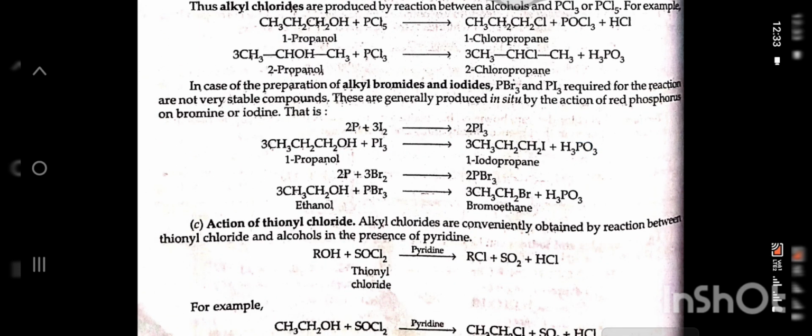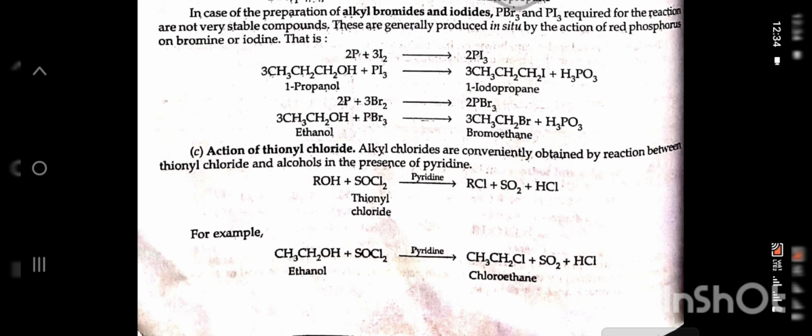In the case of preparation of alkyl bromides and iodides, PBr3 and PI3 required for the reaction are not very stable compounds, and these are generally produced in situ by the action of red phosphorus on bromine or iodine. That is, phosphorus plus iodine give rise to PI3. CH3CH2CH2OH, that is 1-propanol, plus PI3 gives 1-iodopropane plus H3PO3.